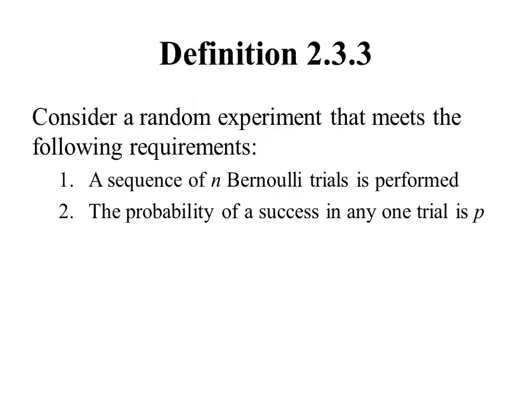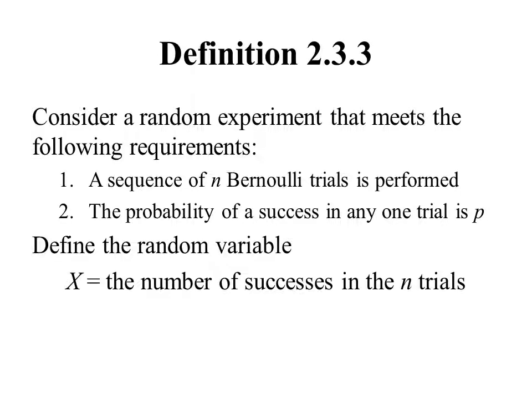Now, we're going to use this idea of Bernoulli trials to define our binomial distribution. So consider a random experiment that meets these two requirements. A sequence of n Bernoulli trials is performed, and the probability of a success on any one trial is p. So we're going to perform something over and over again, and we're going to let p denote the probability of a success on any one trial. Now define the random variable x to be the number of successes in the n trials. So in this definition, we're interested in the number of successes.